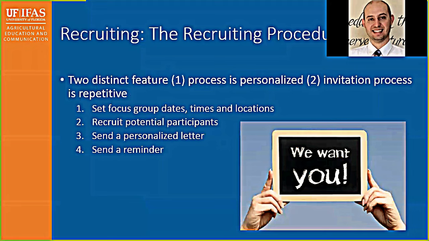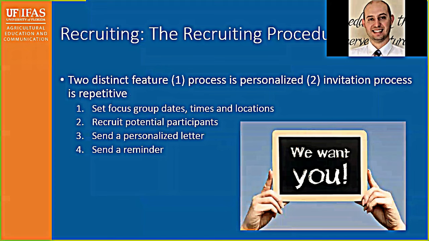The next is send a personalized letter. Soon after the person has agreed to participate, send him or her a personalized letter. Don't use a general salutation such as "dear friend." This letter should thank the person for agreeing to participate and confirm not only the date and time, but the place in which the focus group will be held.